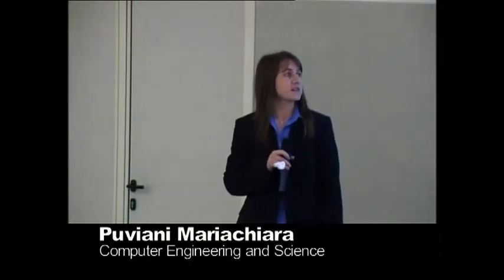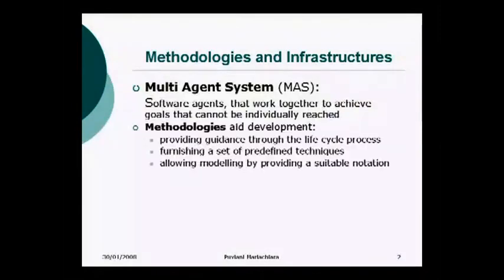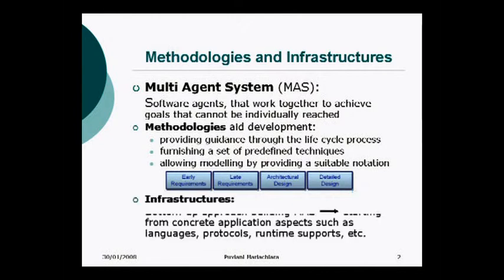Multi-agent systems are systems where software agents work together to achieve goals that cannot be individually reached. And in this context, methodologies aid development, providing guidance through the life cycle process, furnishing a set of predefined techniques, and allowing modeling by providing a suitable notation.